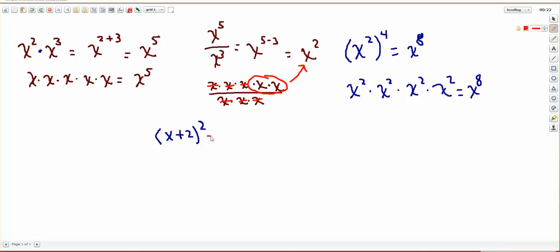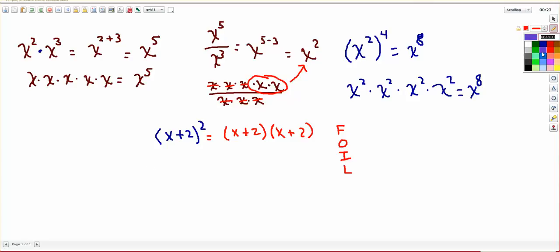And so this here is actually the same thing as x plus 2 times x plus 2. We have 2 of them. And now we're going to do something called FOIL. Now FOIL is just, some people like to think about it as a double distribution, and some students like FOIL. So what I mean by that is this.